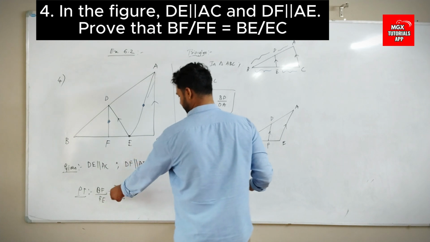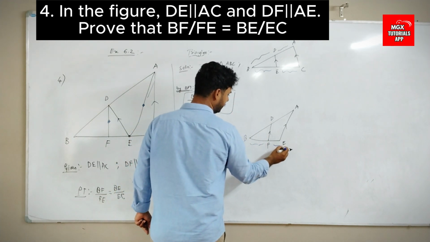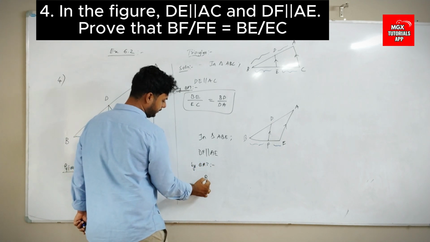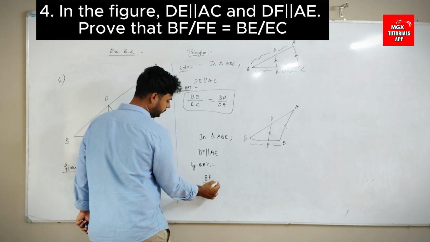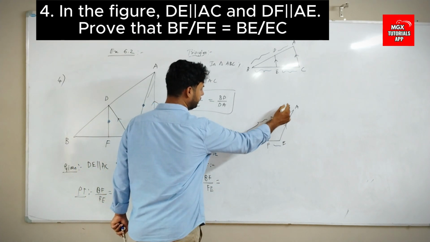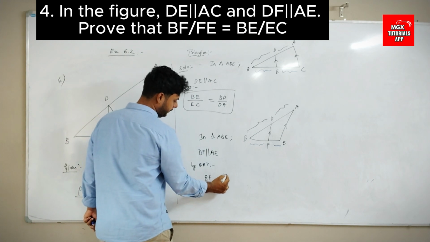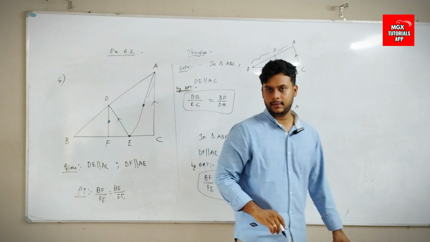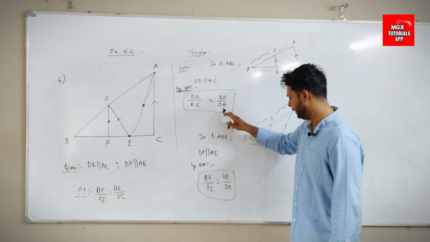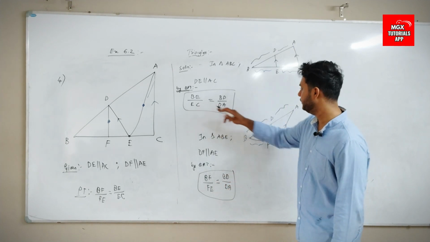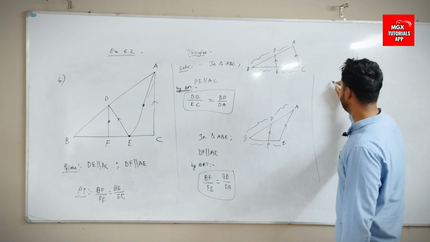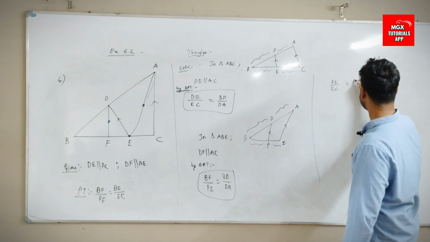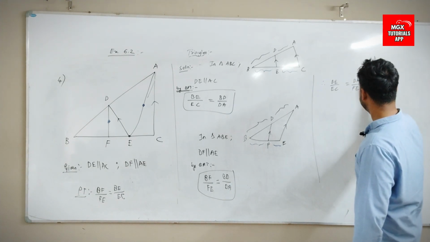Similarly, he has given me BF by FE. BF is here, FE is here. By BPT, BF by FE is equal to BD by DA. BD by DA. This is your second equation. Okay. BC by EC is equal to BD by DA. BF by FE is equal to BD by DA. Therefore BC by EC is equal to BF by FE.